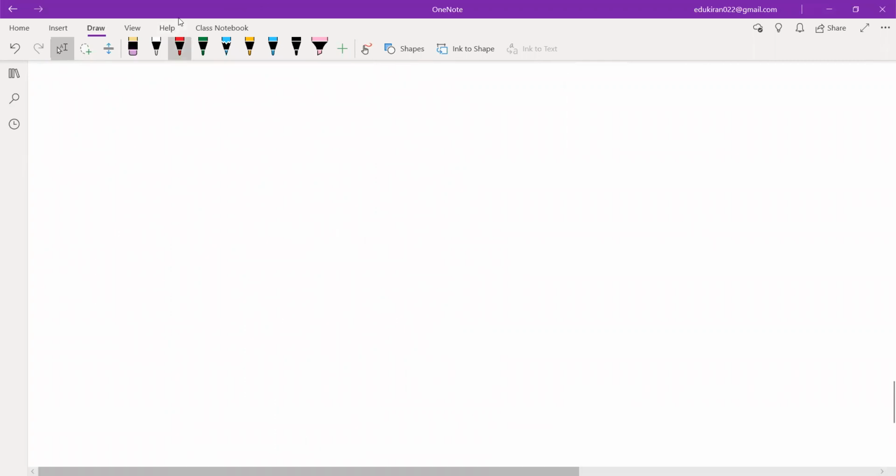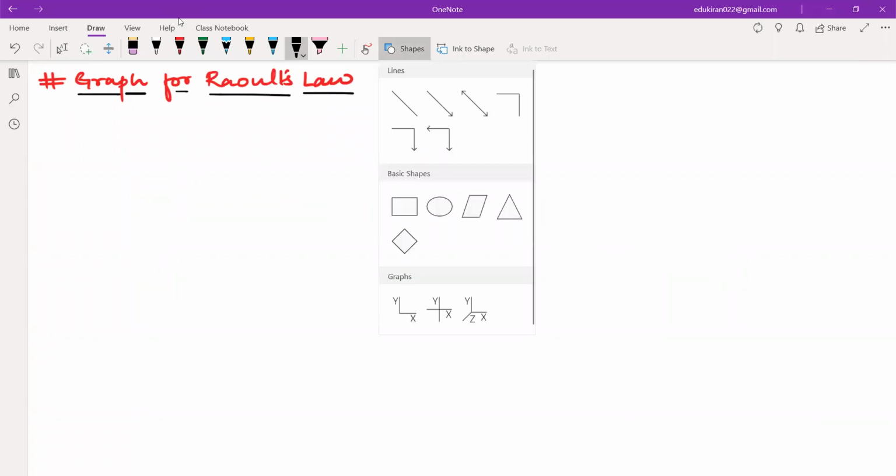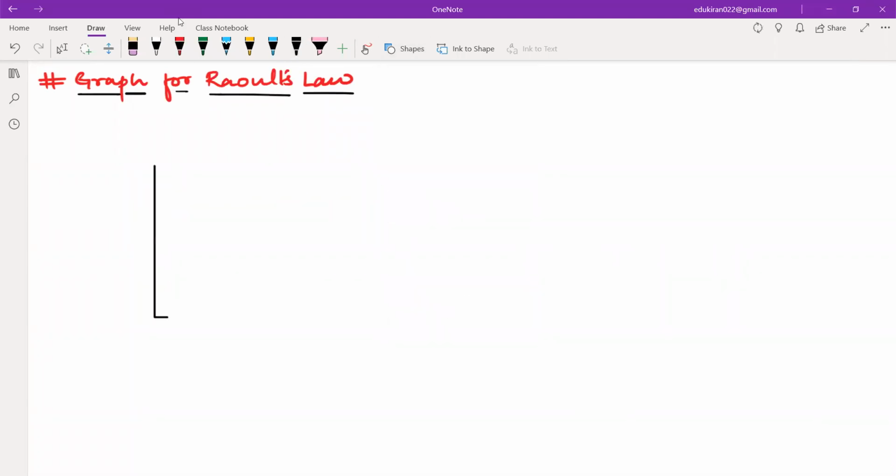Right. Graph for Raoult's law. Now, please listen यहाँ पे, ठीक है? Please listen. Don't write anything. Please don't even make the plot. ठीक है? बस ये topic heading डाल लीजिए, graph for Raoult's law. उसके बाद let us start like this.